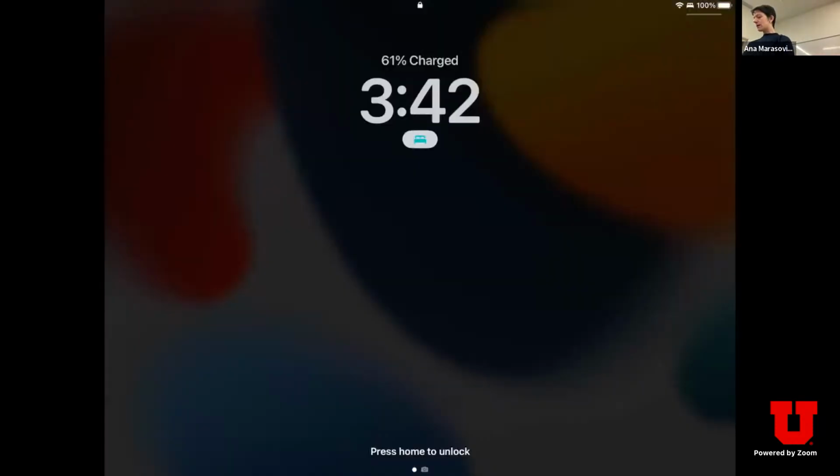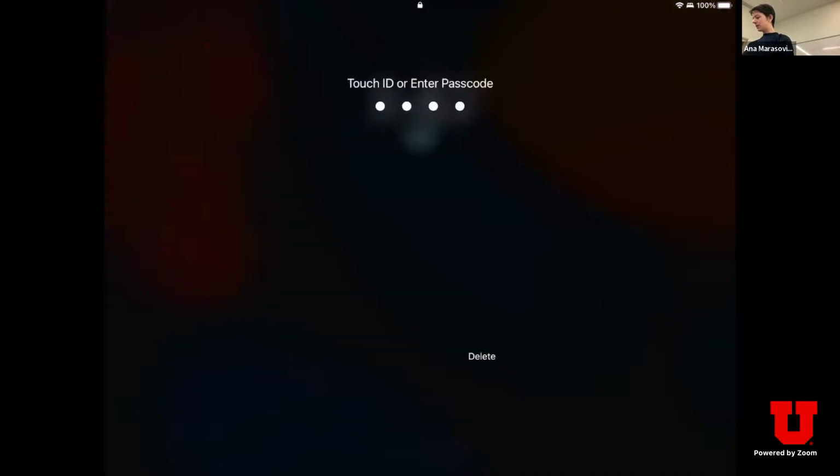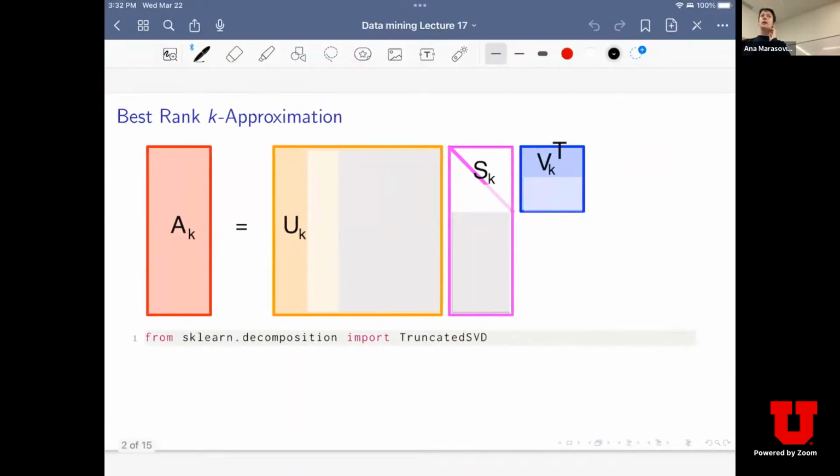Okay, so last time we had stopped with the best rank K approximation of a matrix, and I want to go over this again because I did it in a little bit of a rushed way, and I also made some mistakes along the way. So right, let's go over this again.